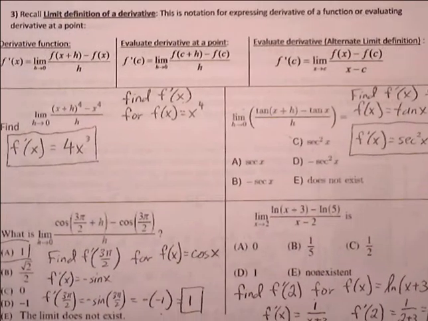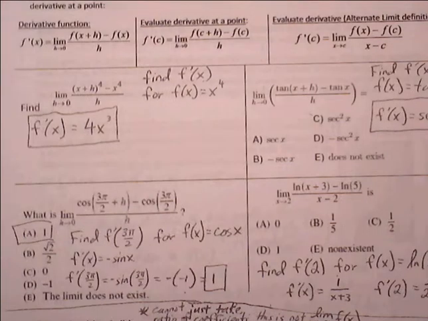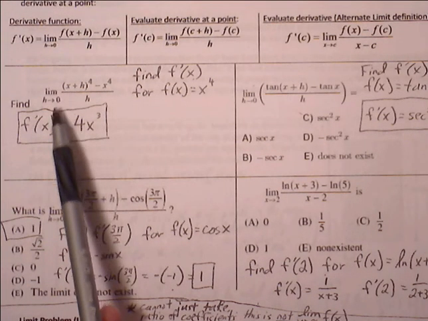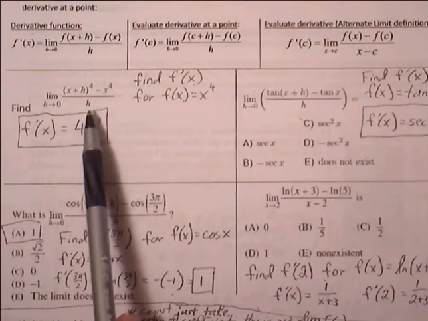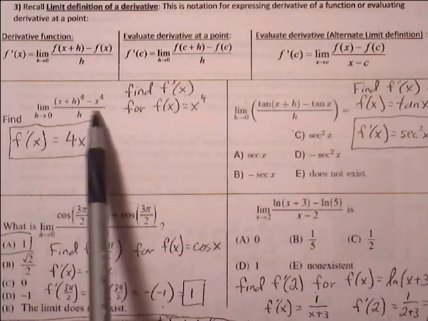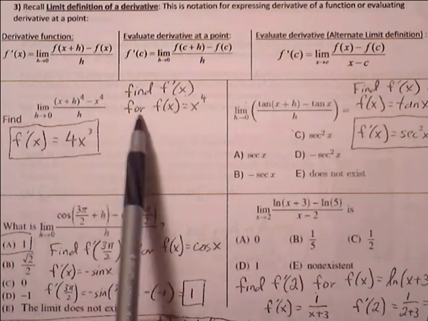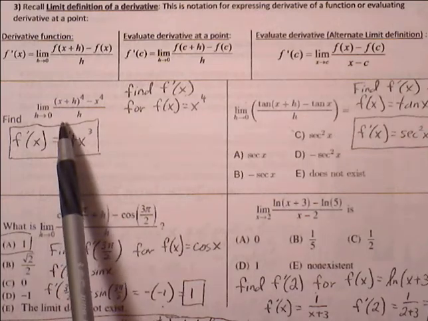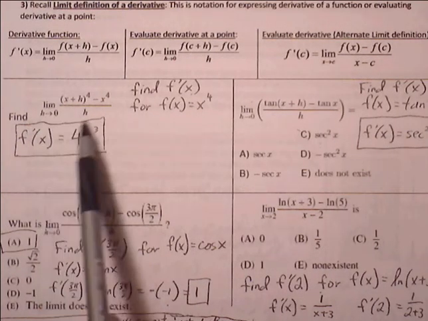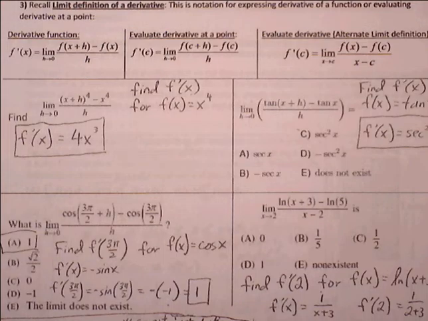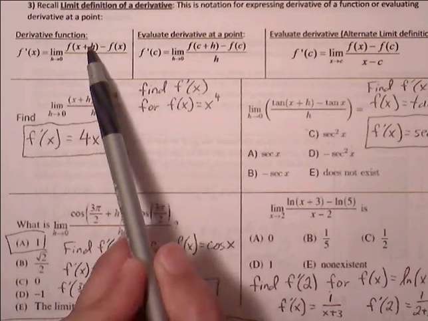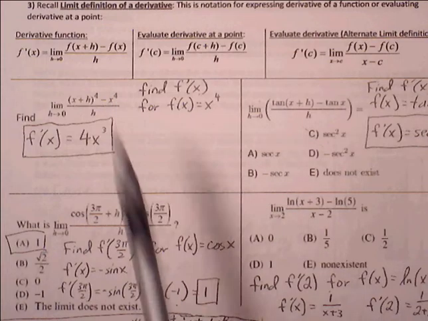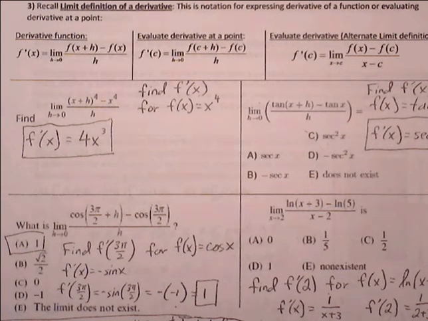But let's look at a couple of examples here. The first one says find the limit as h approaches 0 of x plus h quantity to the fourth minus x to the fourth over h. Now this may look like a problem where we want to expand all the way and then algebraically evaluate the limit, but this is actually more of a conceptual problem to see if students have a conceptual understanding of the limit definition of a derivative.